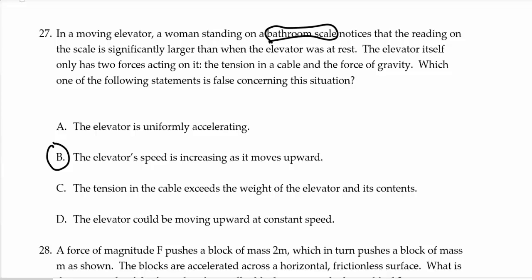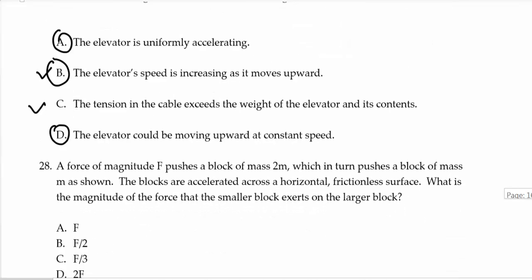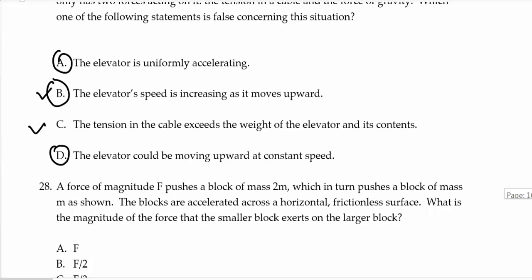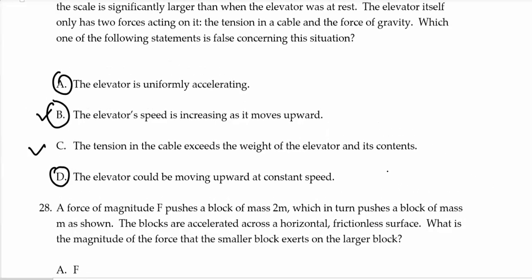Are we to find the false? Yes. So the statement is true. C, the tension exceeds the weight. This is true. D, the elevator could be moving upward at constant speed. No, this is false. If it's moving upward at constant speed, it means that the normal force is equal to the weight. But remember that the scale register is significantly larger than the elevator at rest.